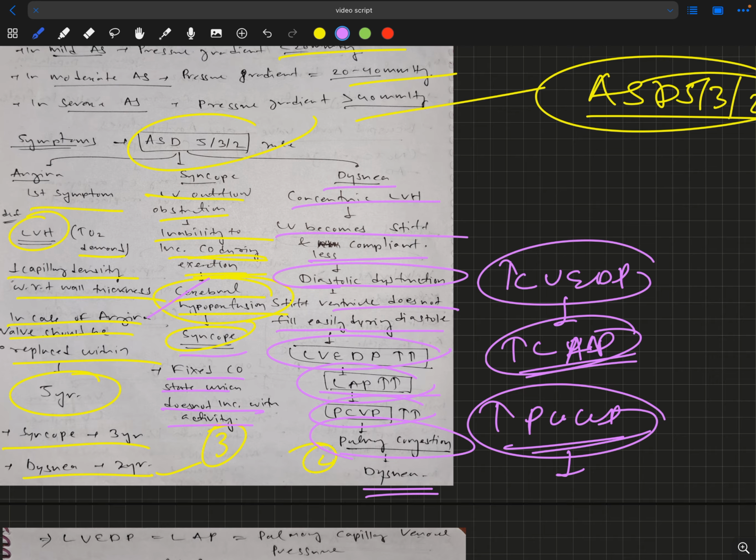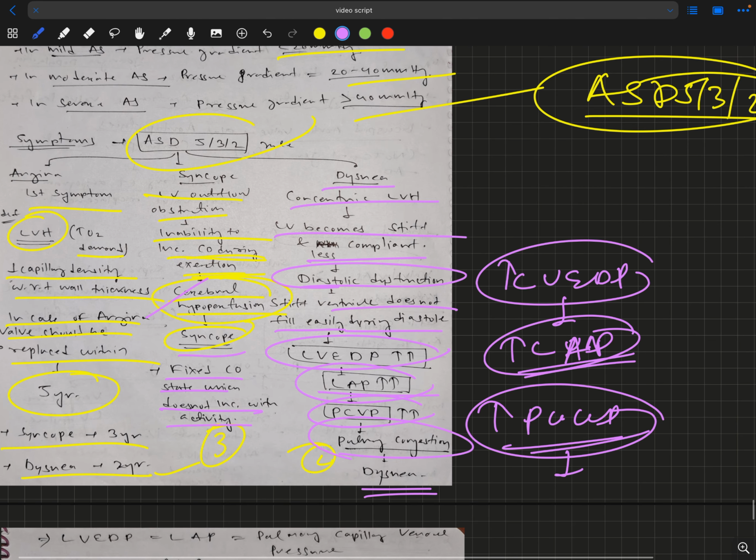So if you encounter dyspnea, the valve should be replaced within 2 years. So these are the main symptoms: angina, syncope and dyspnea. Angina, we discussed the mechanism. Syncope is due to the fixed cardiac output state. Dyspnea is due to an increase in LVEDP, an increase in LAP and pulmonary capillary wedge pressure that leads to pulmonary congestion. That is the reason for dyspnea.